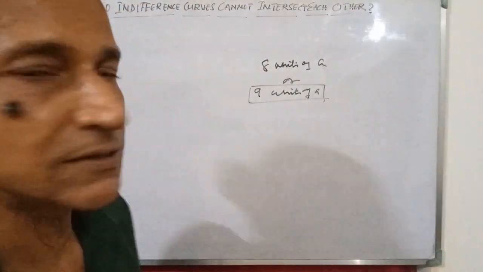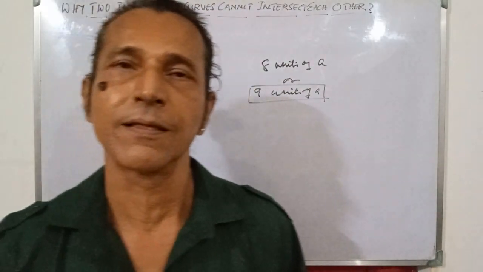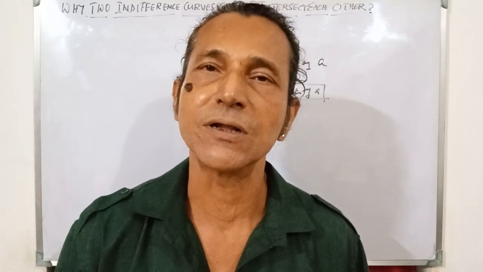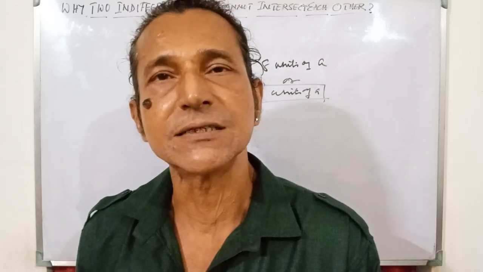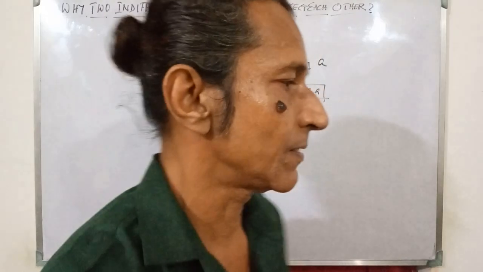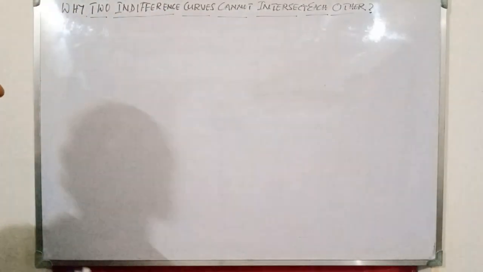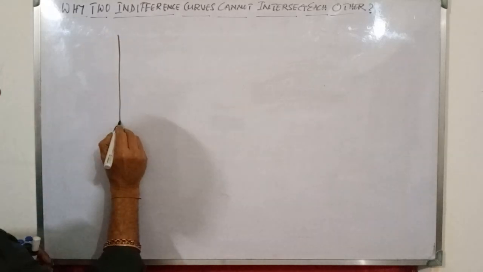Now today's question is, why can two indifference curves not intersect each other? I shall draw two intersecting indifference curves, then I will explain why this is self-contradictory. So look at the whiteboard. The question is, why two indifference curves cannot intersect each other? Here we are drawing two indifference curves that intersect each other.